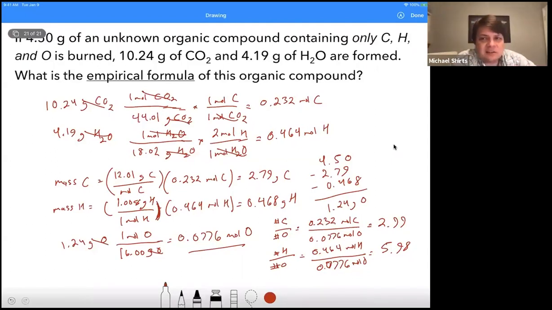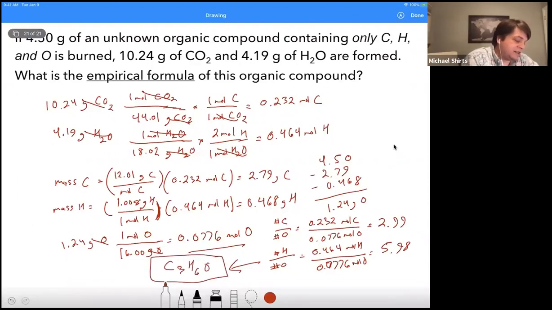But if they're this close to 3, you can probably say, yeah, I'm pretty sure that that really is 3, that really is 6. And so there are 3 times as many carbons as oxygens, and there are 6 times as many hydrogens as oxygens, which would mean that this would be, as an empirical formula, C3H6O. That does not mean in this compound there are exactly 3 carbons and exactly 6 hydrogens and exactly 1 oxygen. It just means that the ratio is 3 to 6 to 1. And that is how you do a combustion analysis in order to figure out the empirical formula.